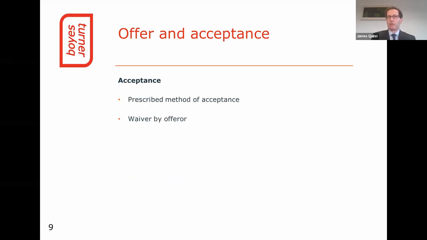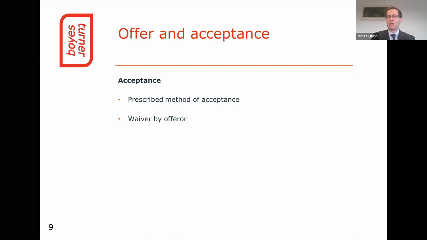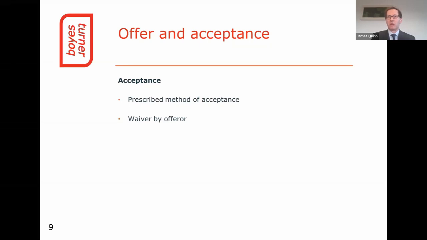Where the offer prescribes that acceptance must be given in a particular way, then acceptance should be given accordingly if it is to be valid. It would be advisable, therefore, to communicate any acceptance as required by the offer in order to avoid any doubt or controversy on the issue. The offeror can waive its original stipulation. However, it would be better to avoid this situation and simply follow the original.